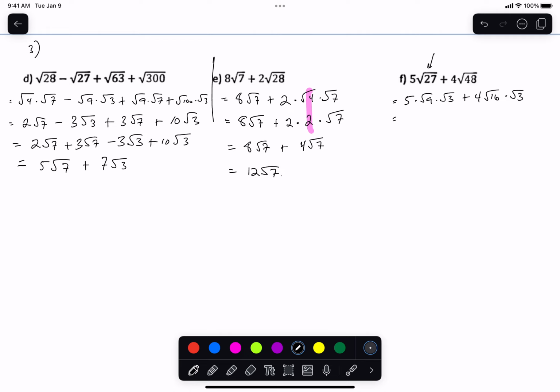5 root 9, so we're going to get 5 times 3 times root 3 plus 4 times 4 times root 3. So we get 15 root 3s plus 16 root 3s is going to equal 31 square root 3s. Okay? So that's questions D through F on the review of radical sheet.